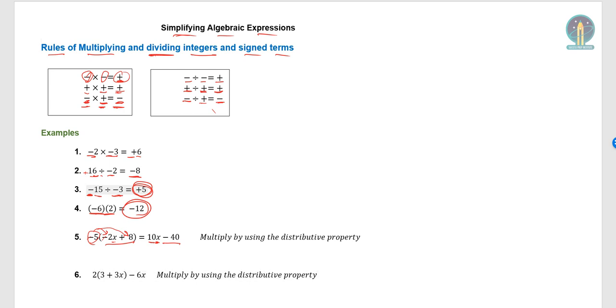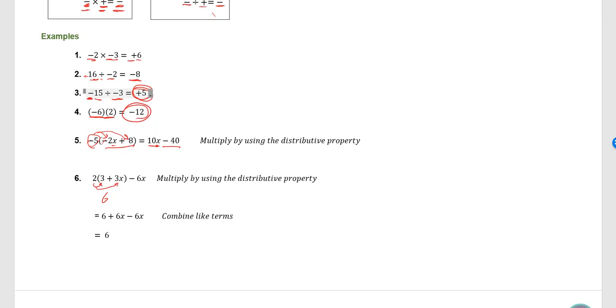2 times parentheses 3 plus 3x minus 6. So again, we can use the distributive property, right? So 2 times 3 and then 2 times 3x. So 2 times 3 is 6, and then 2 times 3x is 6x, right? And then it's plus, plus, and plus, right? So it's plus 6x, and then after that we have minus 6x by itself.